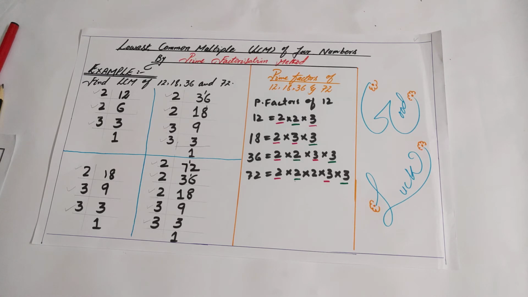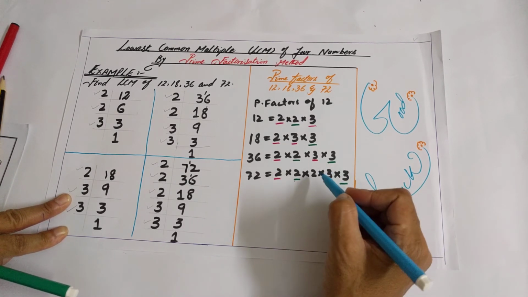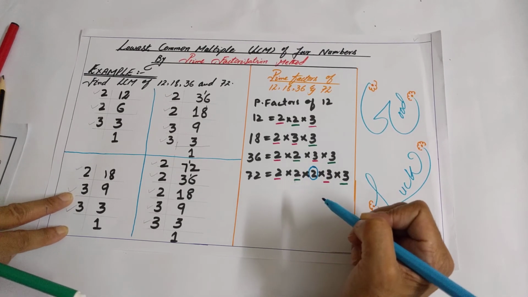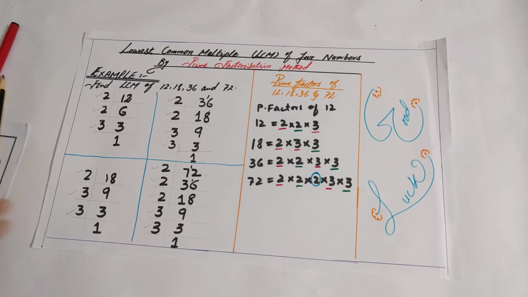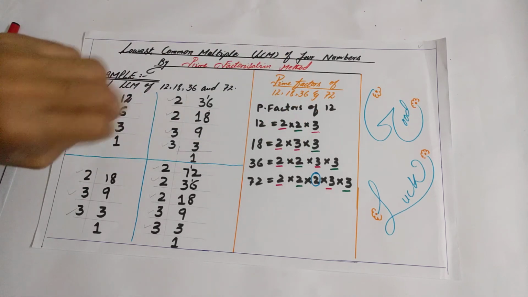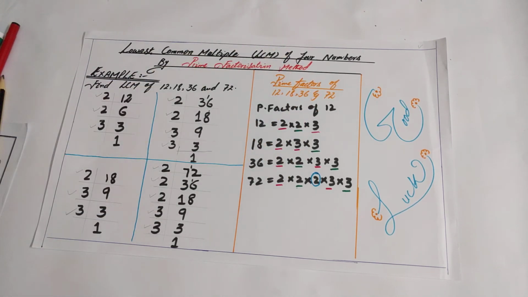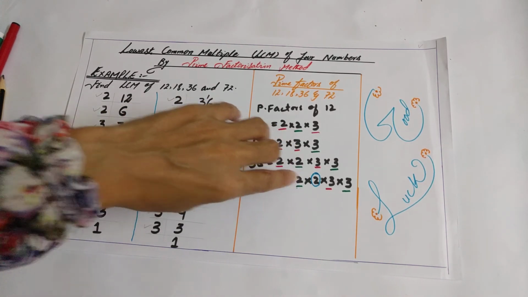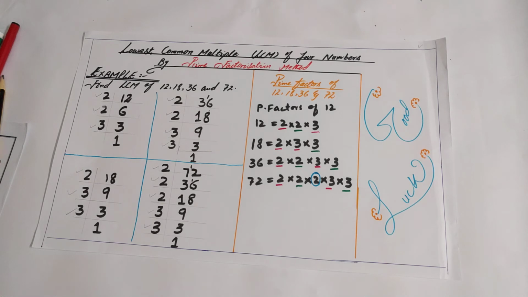Now you can clearly see that one factor is left over here. Lastly, use the remaining factor. This 2 is the remaining factor.